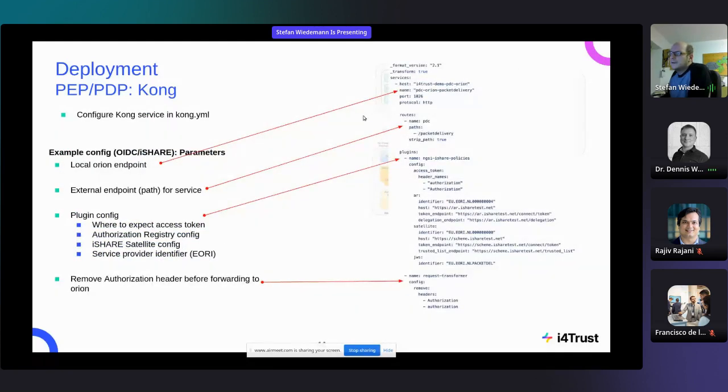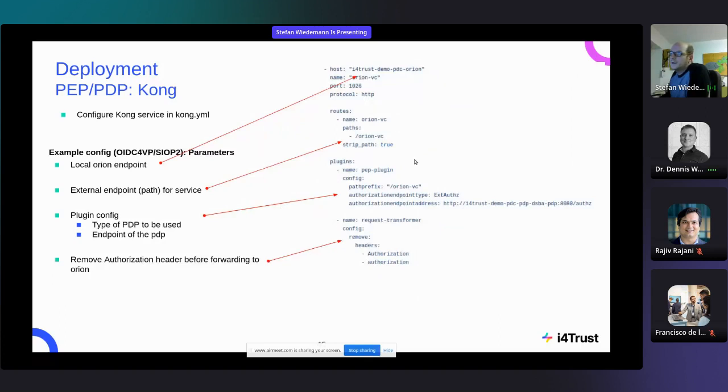You can find more detailed information about how to configure Kong here. It's usually always the same way. You set up a backend host, in our case it's Orion, and you assign this to a certain route. This will be under the path packet delivery. So you will get all calls to the host of Kong with the path slash packet delivery forwarded to this plugin. The NGSI iShare policies plugin needs some information about the authorization registry, the satellite, and its own identity, so that it can do the authorization in the next steps.